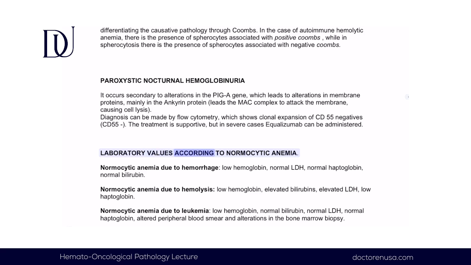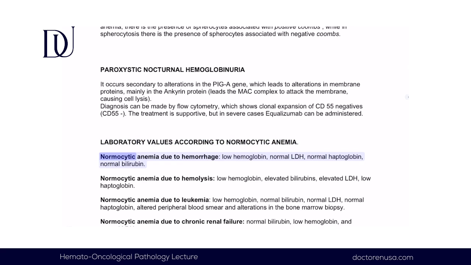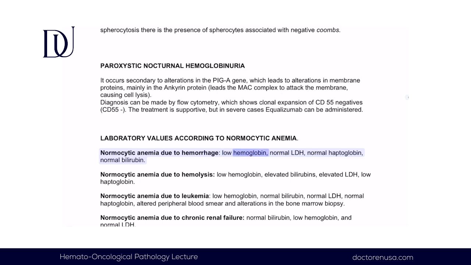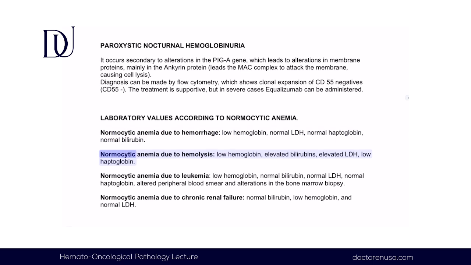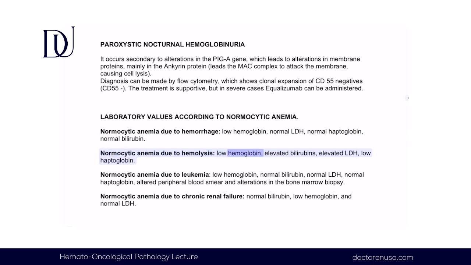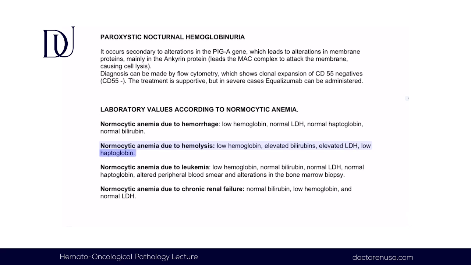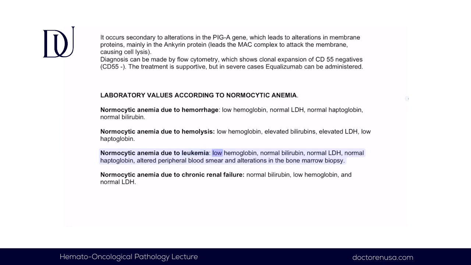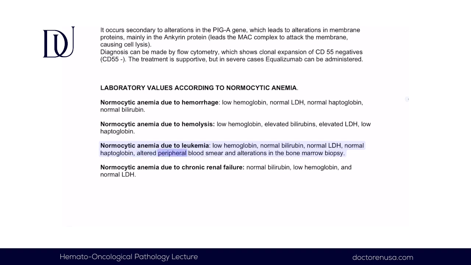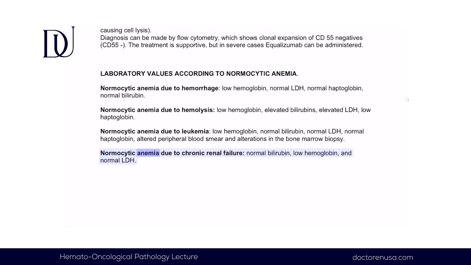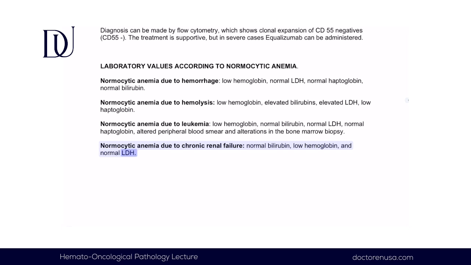Laboratory values according to normocytic anemia. Normocytic anemia due to hemorrhage: low hemoglobin, normal LDH, normal haptoglobin, normal bilirubin. Normocytic anemia due to hemolysis: low hemoglobin, elevated bilirubins, elevated LDH, low haptoglobin. Normocytic anemia due to leukemia: low hemoglobin, normal bilirubin, normal LDH, normal haptoglobin, altered peripheral blood smear and alterations in the bone marrow biopsy. Normocytic anemia due to chronic renal failure: normal bilirubin, low hemoglobin, and normal LDH.